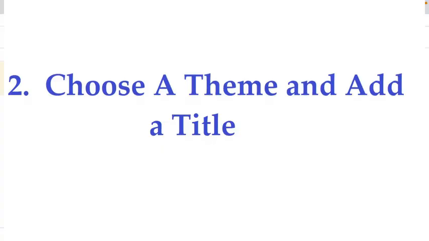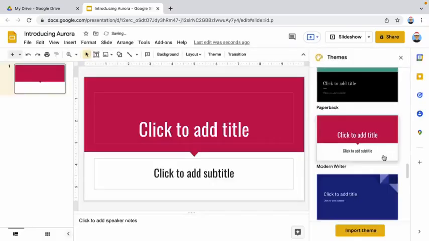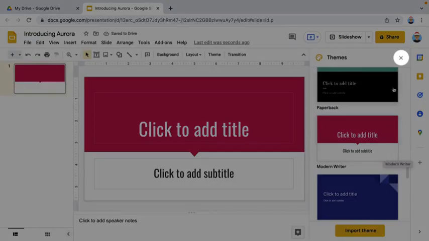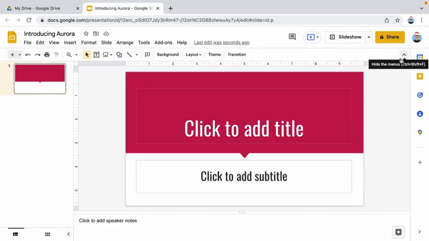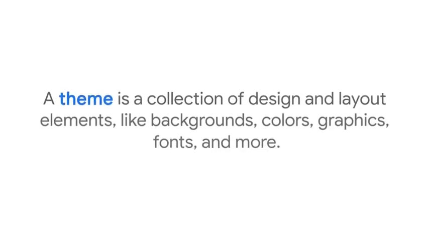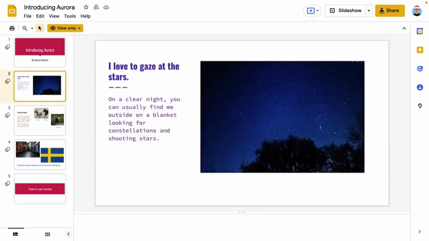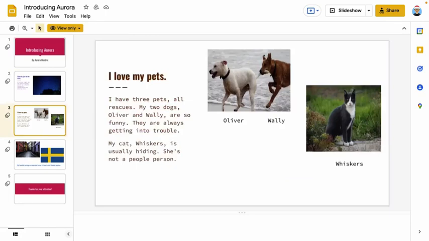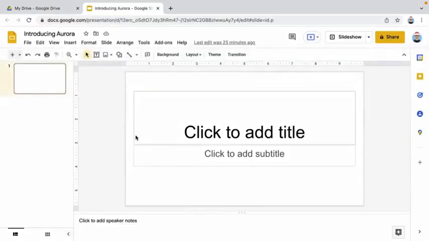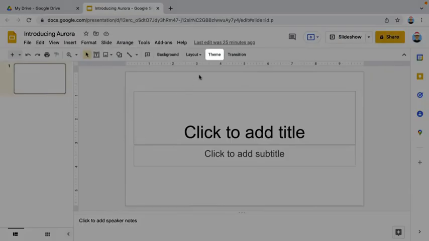In this video, you will choose a theme for your presentation. You will also add 3 slides and fill in the text on the title slide. A theme is a collection of design and layout elements like backgrounds, colors, graphics, fonts, and more. Adding a theme gives your slides an overall color scheme and style, so all of them have the same look and feel. To start, choose a theme for your presentation.